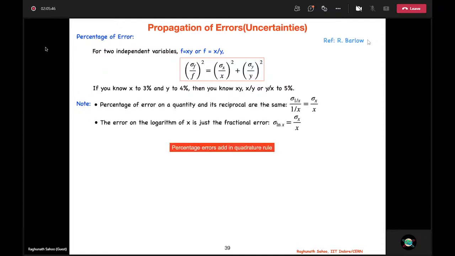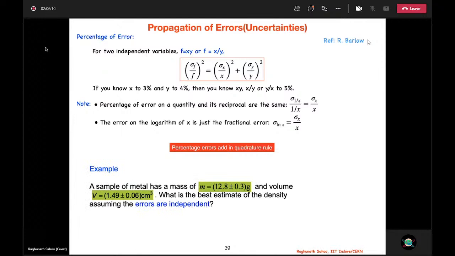Okay. And what you should note here is the percentage of error on a quantity and its reciprocal are the same, and the error on the logarithm of x is just the fractional error. So these actually you don't have to remember. If you know the master formula, you can recalculate and answer all these things. And the thing to note is percentage errors add in quadrature.